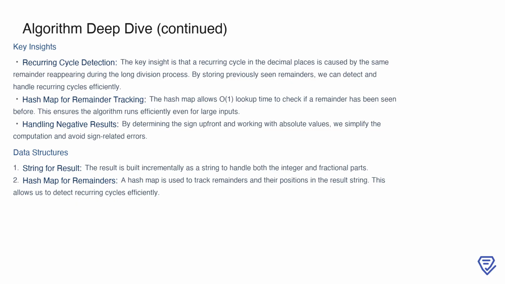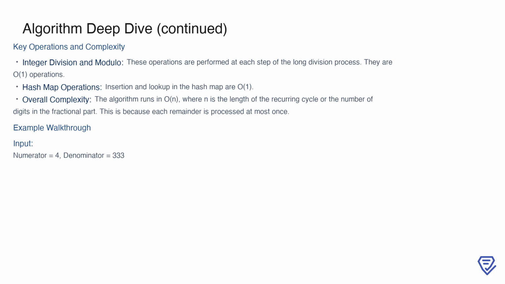To implement this solution, we use two main data structures: a string to build the result incrementally, handling both the integer and fractional parts, and a hash map to track remainders and their positions in the result string. This combination allows us to detect and manage recurring cycles effectively. At the heart of this algorithm are several key operations.